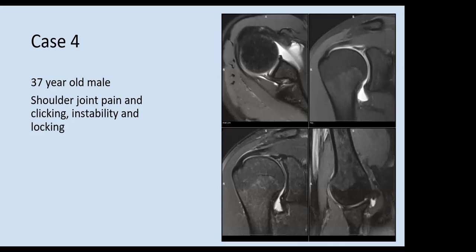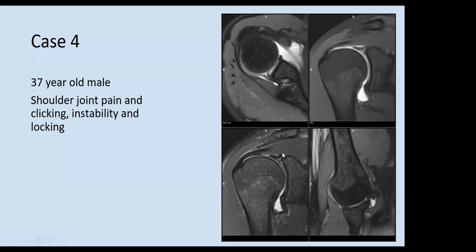If we go back to the history, the patient presented with mechanical problems. Normally, patients with rotator cuff tears present with weakness, pain, and pseudoparalysis. But patients with a SLAP tear present with clicking, instability, and locking. This is a classic clinical presentation for a SLAP tear.